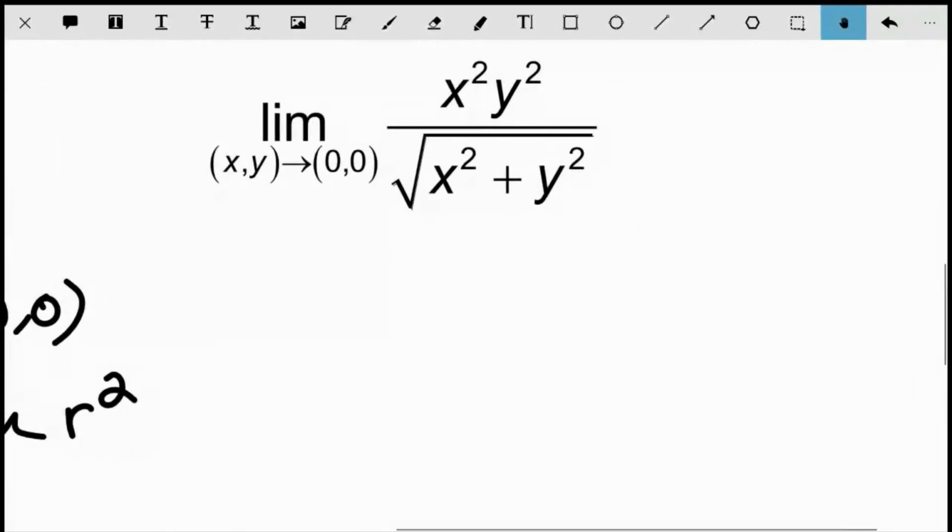All right, so last one here. I want you to try this one, and then I'll show you my solution. Just pause the video, work through this problem using the same idea, and see if you can come up with the solution for this limit.